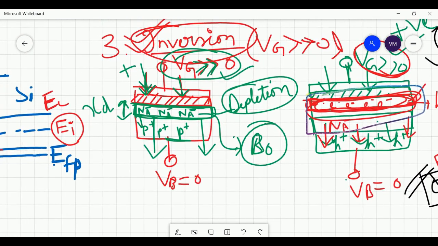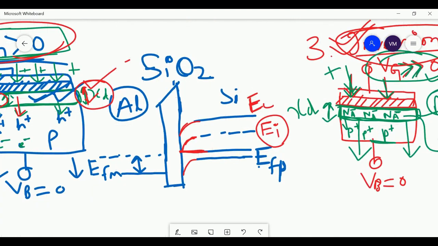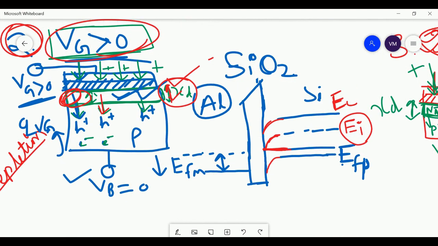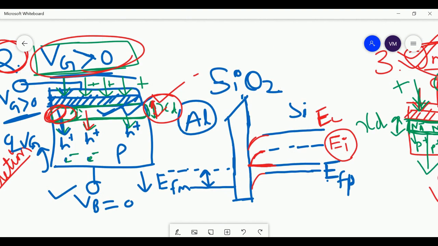Let's come to the second condition. In the second condition we have studied that a depletion layer forms. If you remember, the second condition was when you are applying a little, a smaller gate voltage. So what will happen? The depletion layer is formed at the surface.